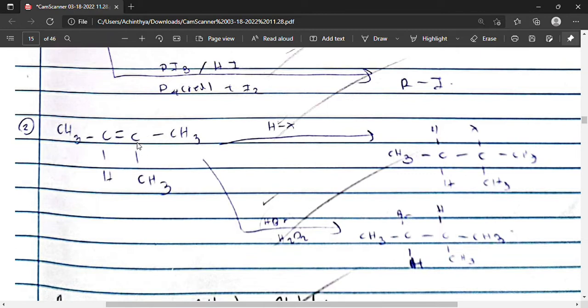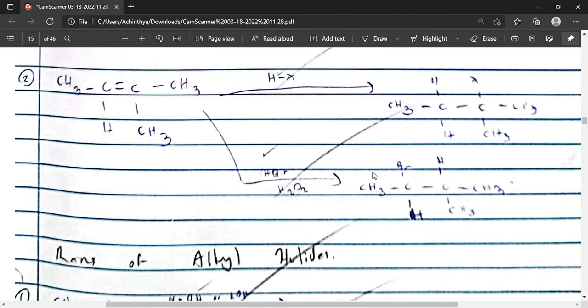So the electrons are pushed towards this carbon, the positive charge of the carbocation decreases, and thus this carbocation has less positive charge and is more stable, and thereby it will produce this alkyl halide as shown over here. The hydrogen binds to this carbon.